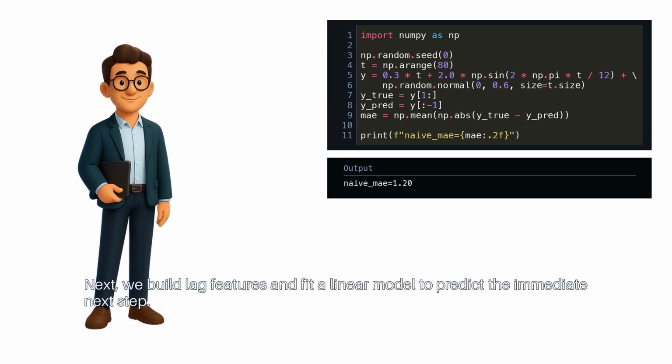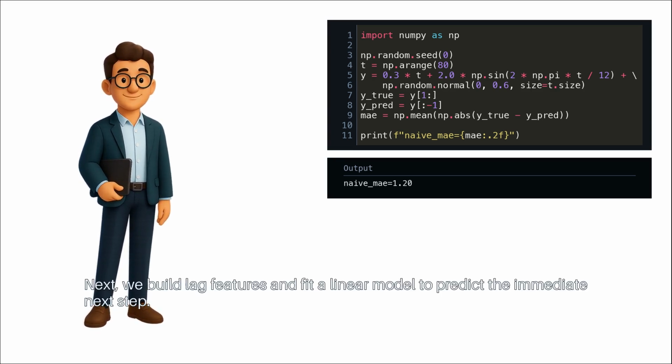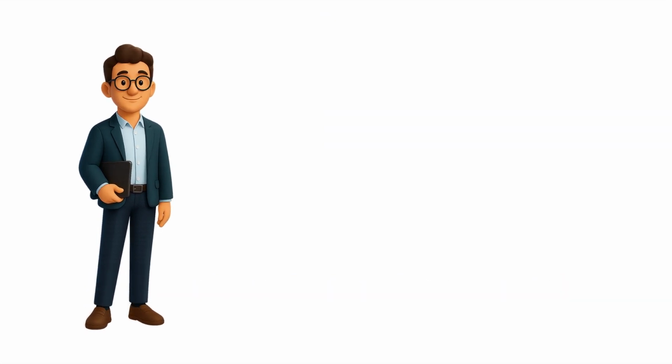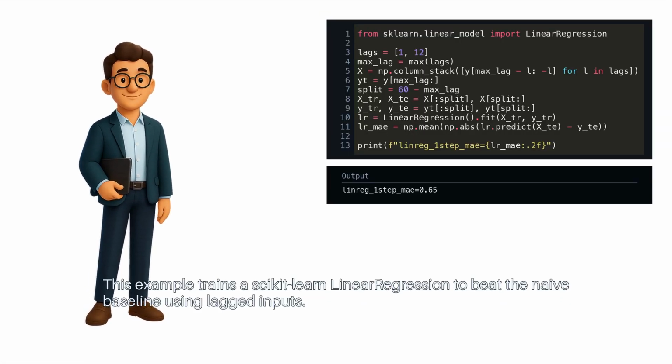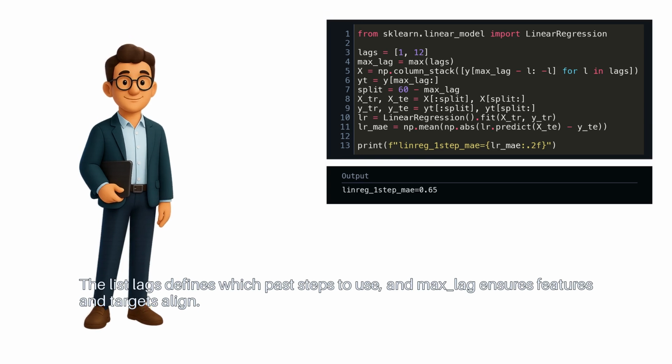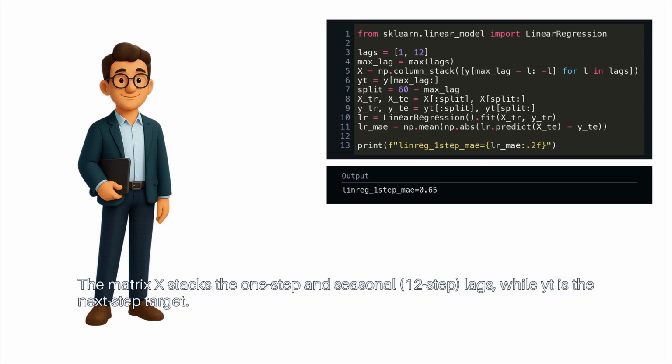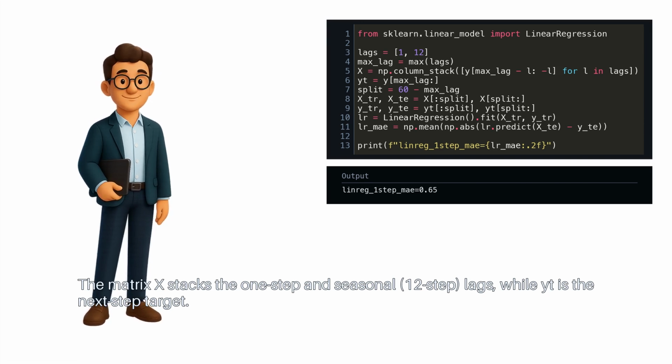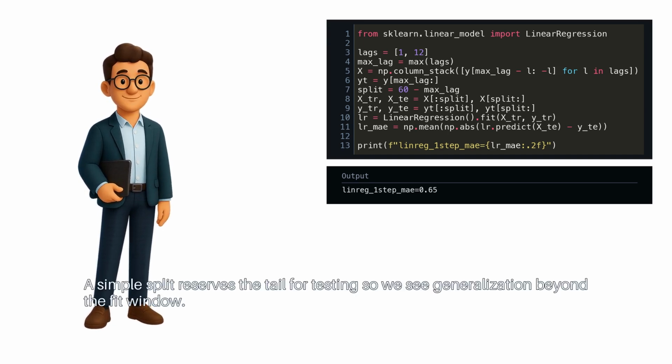Next, we build lag features and fit a linear model to predict the immediate next step. This example trains a scikit-learn linear regression to beat the naive baseline using lagged inputs. The list lags defines which past steps to use, and max_lag ensures features and targets align. The matrix X stacks the one-step and seasonal 12-step lags, while yt is the next step target. A simple split reserves the tail for testing, so we see generalization beyond the fit window.